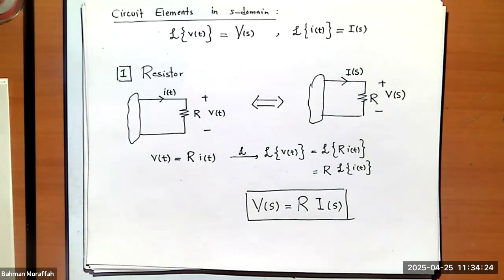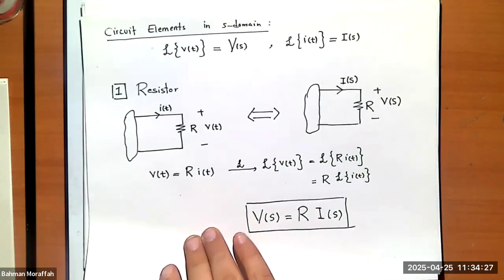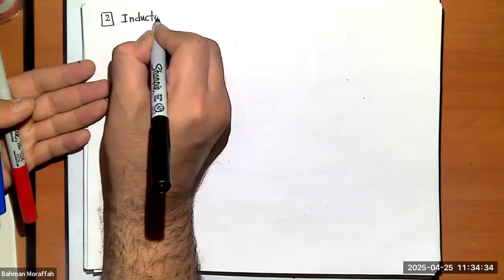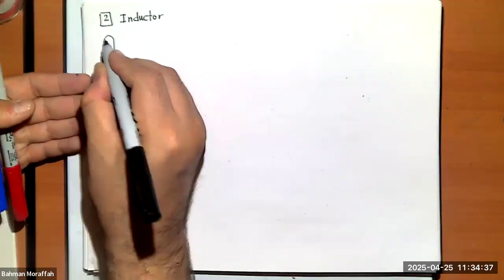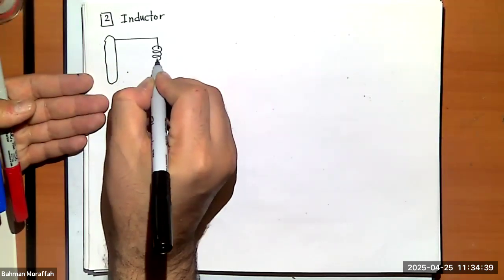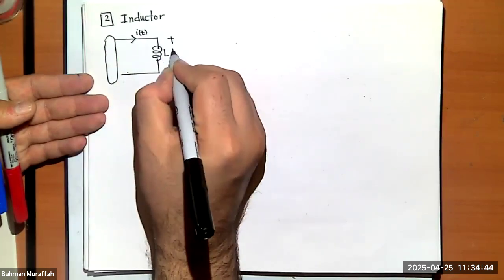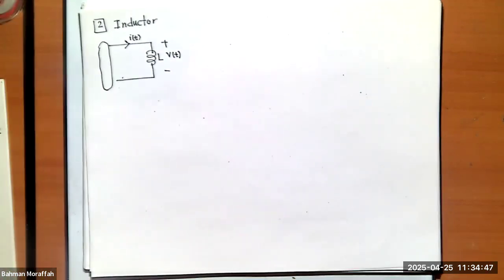Let's move on to the inductor, the second element. So let's just say I have the circuit, the current coming through it is I of t, and the voltage across it is V of t. We're hoping to find an equivalent version of this. What is the VI relationship for an inductor? V equals L dI/dt.